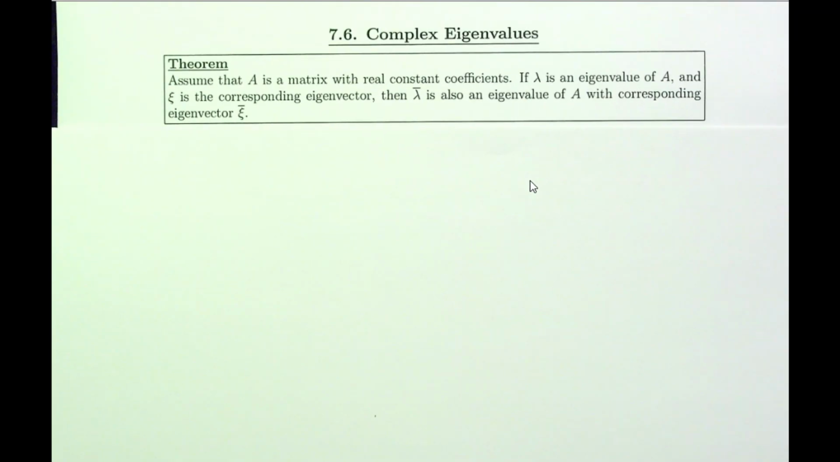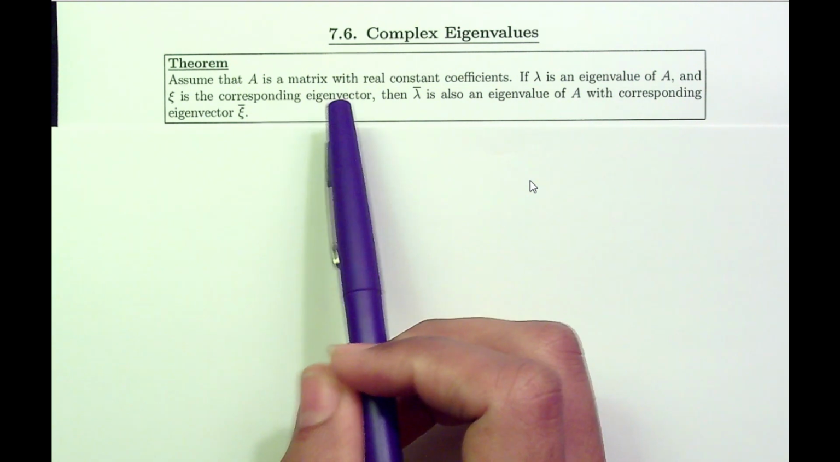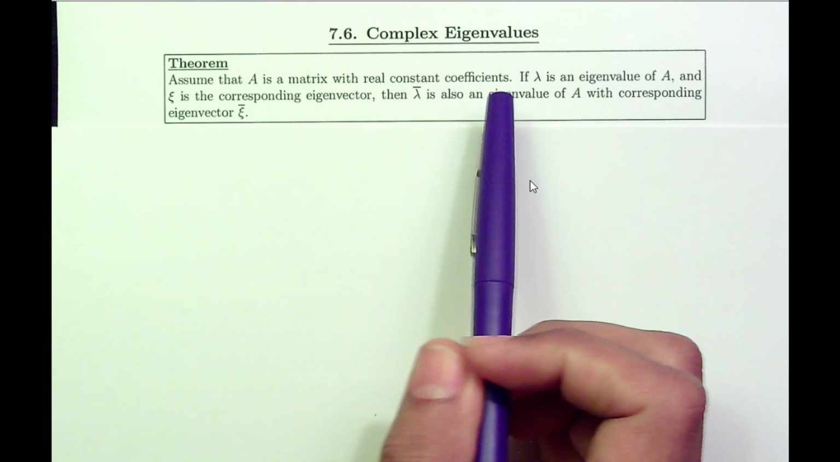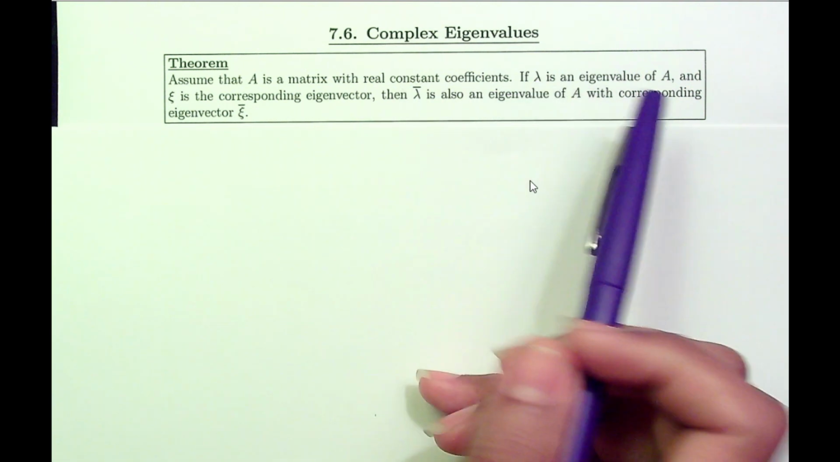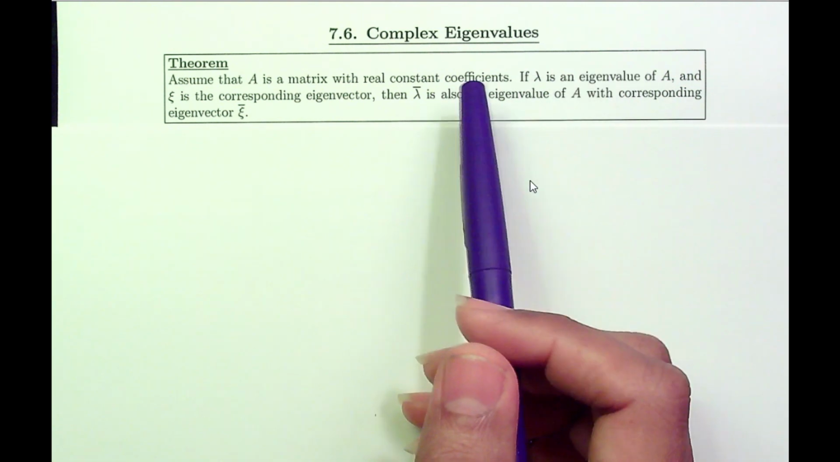Now we will discuss a complex case when you get complex eigenvalues. So first we need this theorem from linear algebra that says that suppose you have a matrix, all of whose entries are real numbers, real constants. If you get an eigenvalue, well, it could be real or complex, but our interest is in the complex case right now.